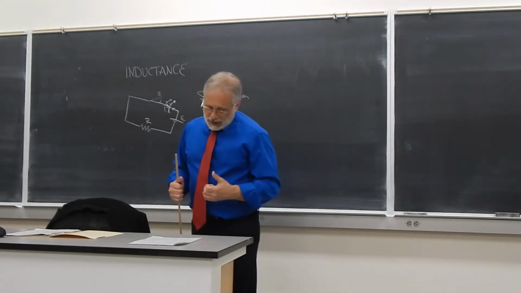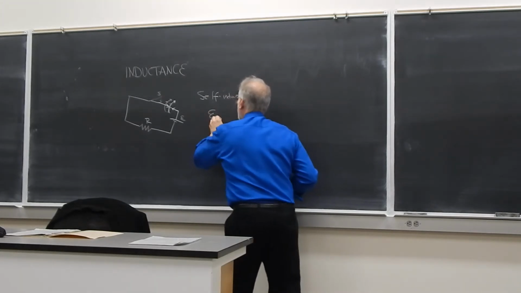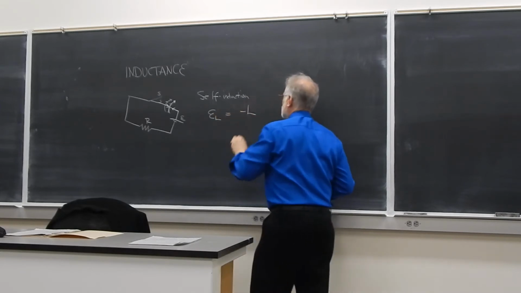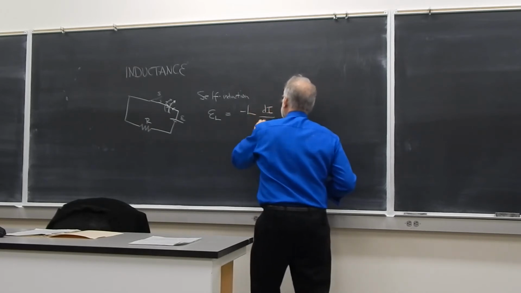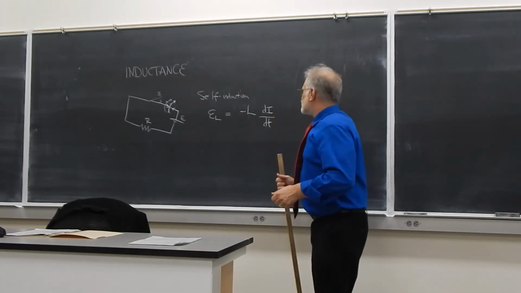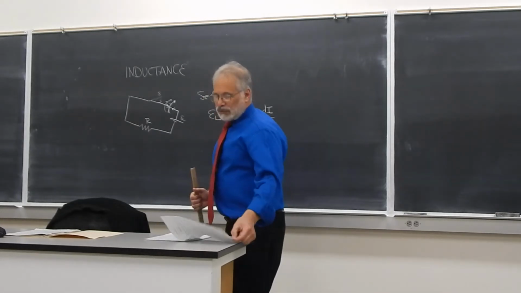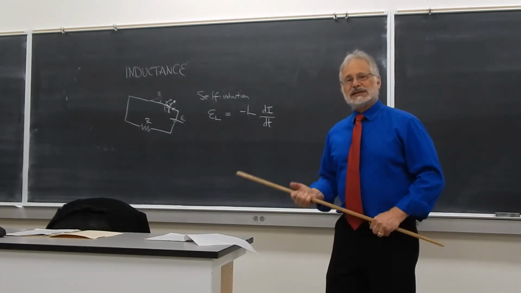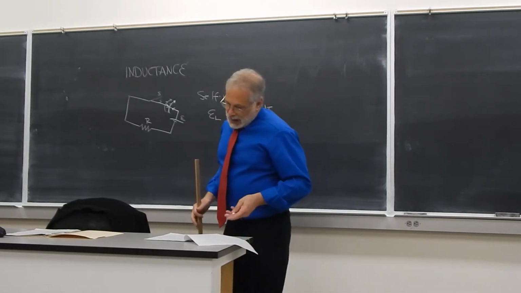So what's going to happen is this back EMF, or self-induced EMF, we call E sub L. And I'm going to define that as minus a constant I'm going to call L, which is the inductance in the circuit, times di dt. So in other words, this back EMF is proportional to the time rate of change of the current. L, as you'll see, will remind us a bit of capacitance in that it's not a physical quantity so much as a geometrical quantity. And we'll show this with an example of a solenoid.